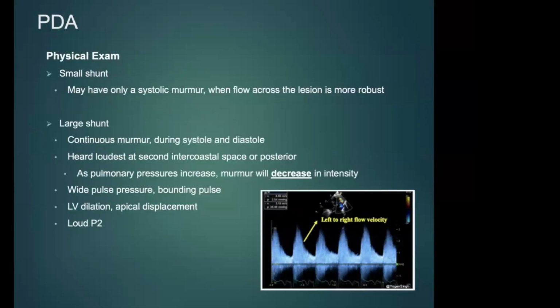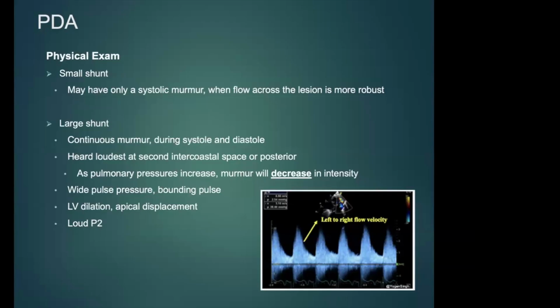Small shunts typically, again, have a very, very high gradient. They have high velocities, and they typically have a murmur throughout systole and diastole because of that persistent pressure gradient. Interestingly enough, as large shunts progress, the murmur actually decreases in intensity, and that's because your pressure gradient drops.